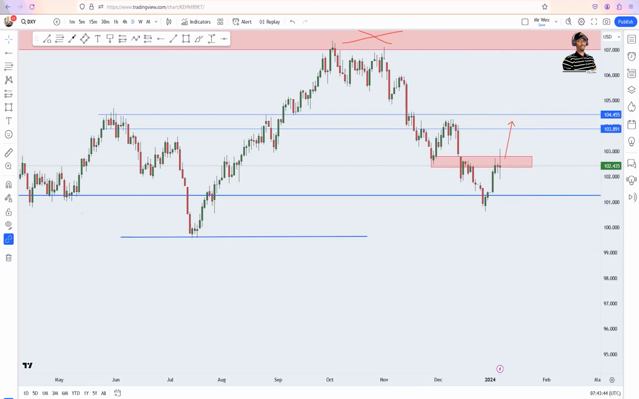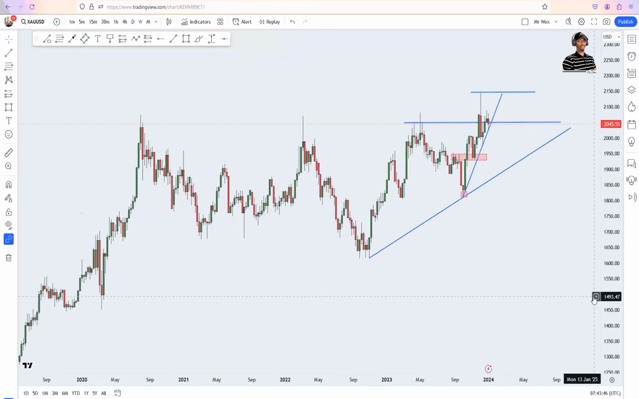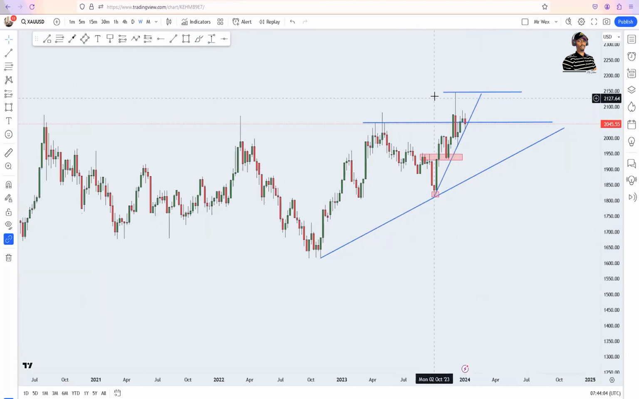So jumping right to gold. Gold has been trading in a bullish trend. Of course, this is the weekly time frame. We have seen price from October 2023 has been trading bullish. We saw a series of bulls coming into the market. Price even made a new high around 2145. We saw a sharp decline in price back into the zone.